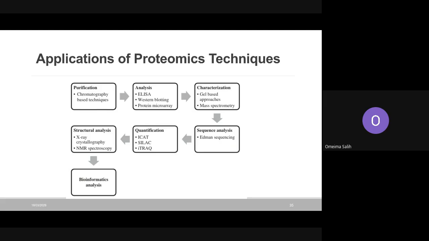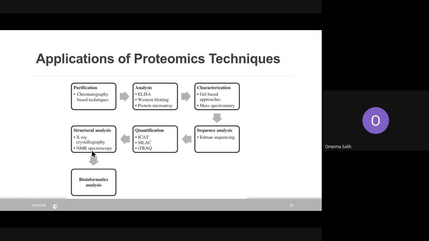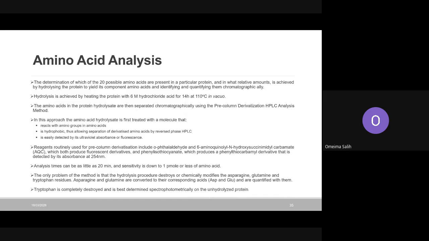So based on all this, you can end up with the protein sequence and the structural analysis, and then you can use all this data with bioinformatic tools for further analysis or prediction. So I'm going to start with chromatography for today.